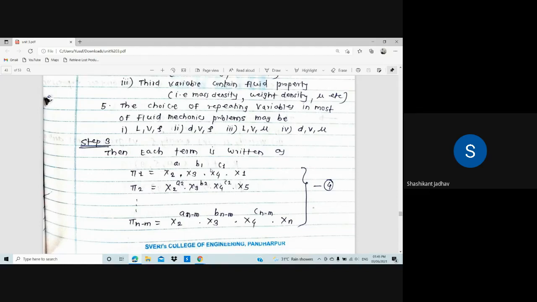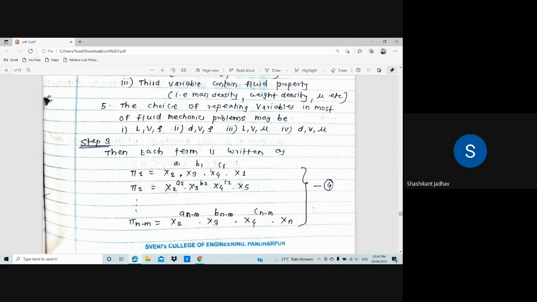Okay, so these are the different choices: L, V, rho; then second, diameter, velocity, density; then third, length, velocity, viscosity; then diameter, velocity, viscosity. So these are the most common cases; we have to use these choices as the repeating variables. Okay, so this is step number 2.